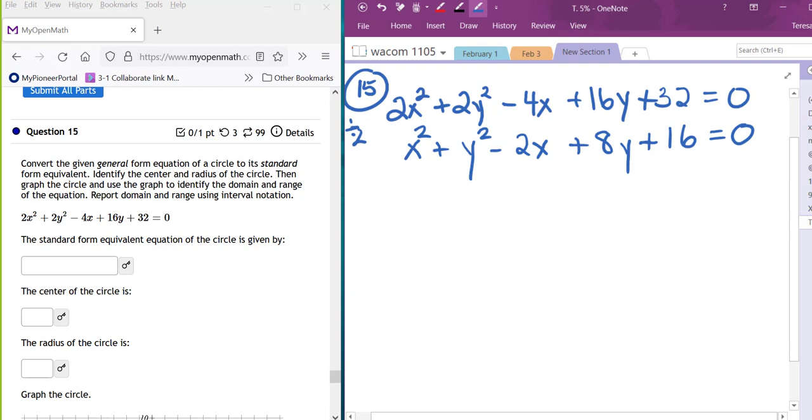So then you complete the square twice. So gather up your x terms. And this is where we're going to add a number. And then y² plus 8y. This is where we'll add a number. We're going to move the 16 to the other side.